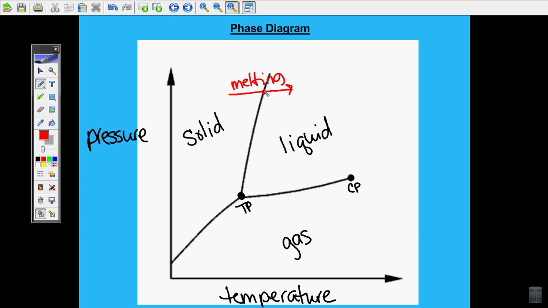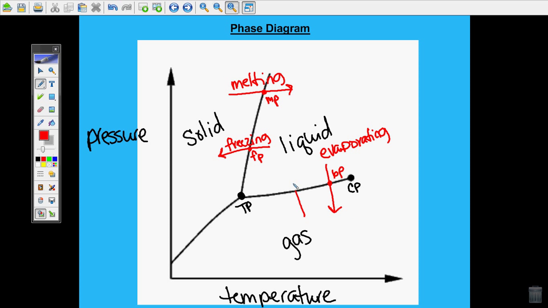And here, as soon as I cross that line, that's my melting point. Now if I'm going from a liquid to a solid, I'm freezing. And as I cross that line, that's my freezing point. Okay? If I'm going from a liquid to a gas, I'm evaporating or boiling. And here, as I cross that line, that's my boiling point.